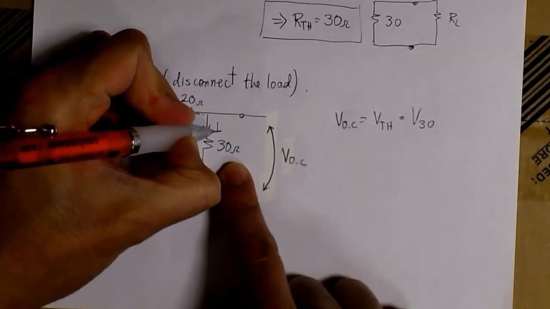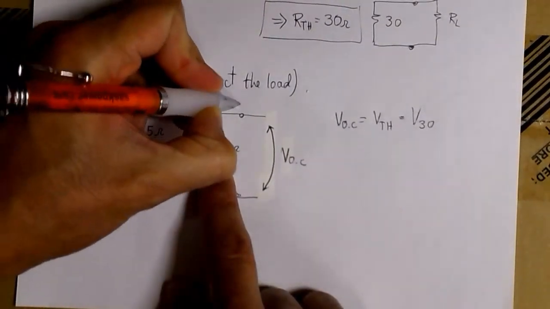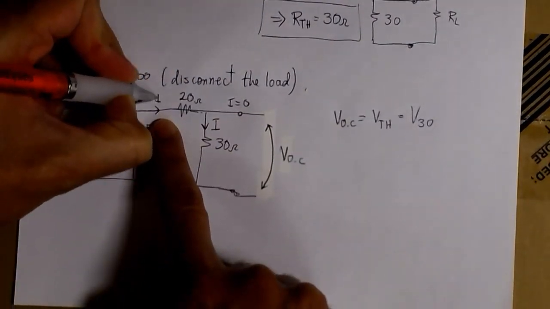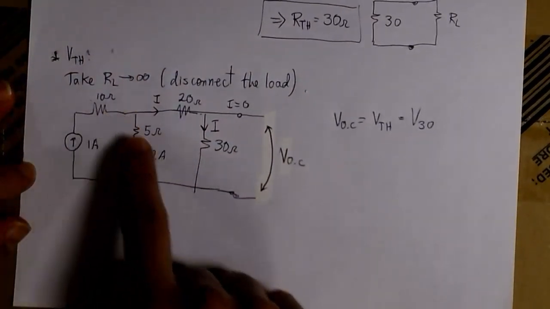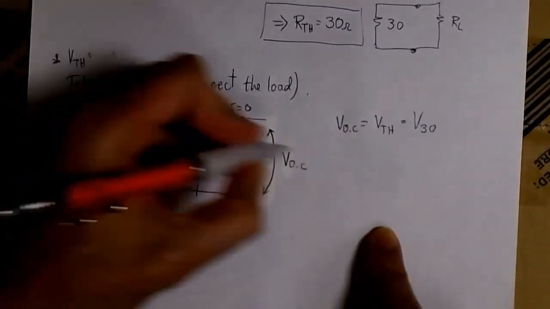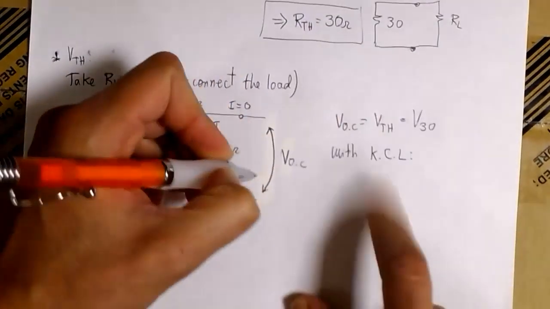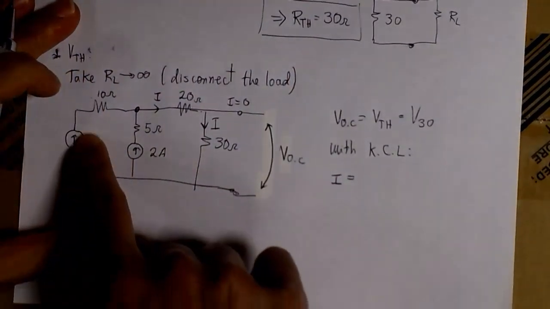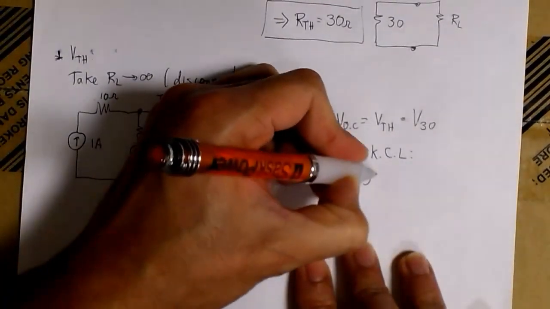So we basically need to find the current flowing through this resistor so we can apply Ohm's law to get the voltage we're looking for. Since we have an open circuit, all of the current flowing through the 30 ohm is the same current flowing through the 20 ohm. And here we have just two current sources. This one is providing 1 amp and this other one is providing 2 amps. So we can easily find this current I applying Kirchhoff current law. Here we have that the current I has to be equal to 1 amp flowing here plus 2 amps flowing there, and we get 3 amps.